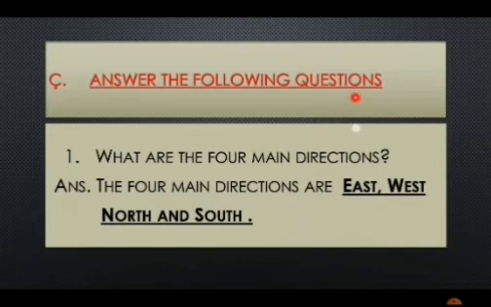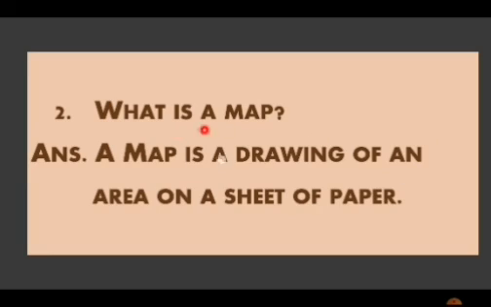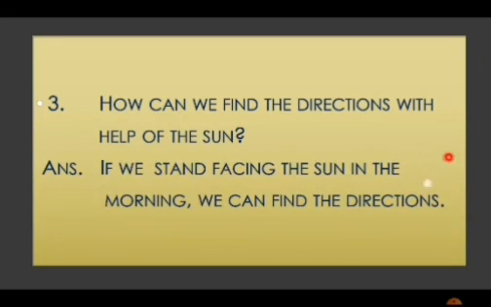Answer the following questions. 1. What are the 4 main directions? Answer: the 4 main directions are east, west, north and south. 2. What is a map? Answer: a map is a drawing of an area on a sheet of paper. 3. How can we find the directions with the help of the sun? Answer: if we stand facing the sun in the morning, we can find the directions.